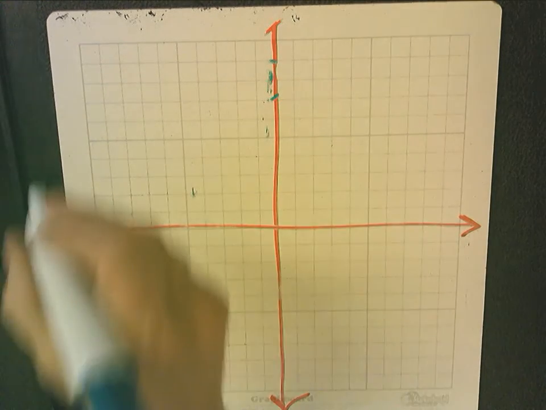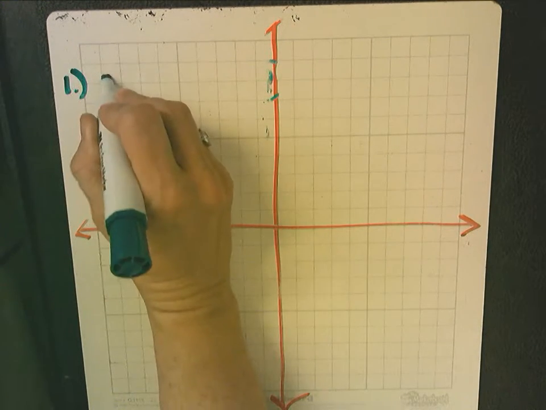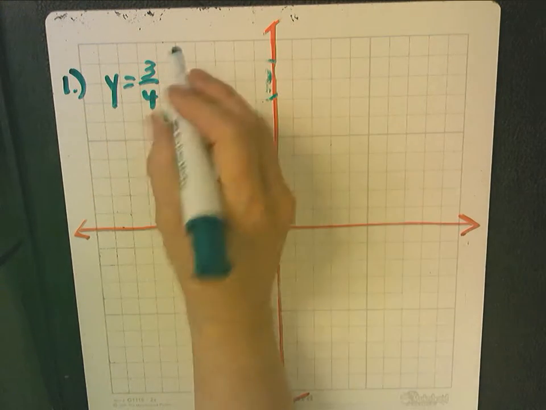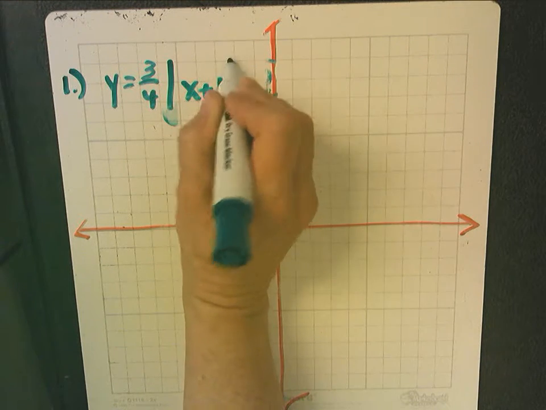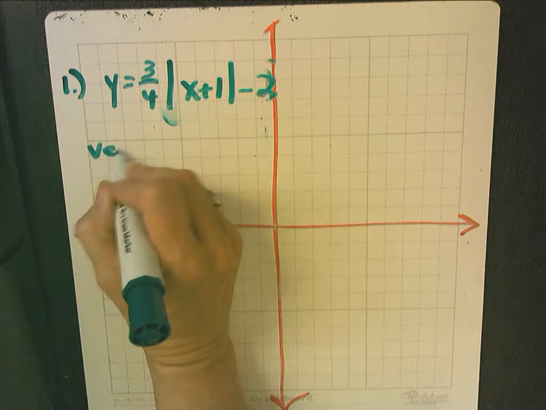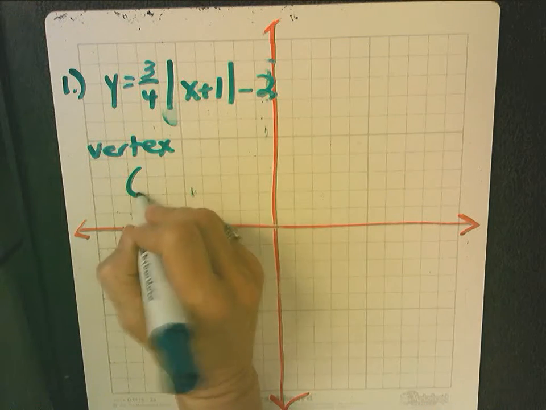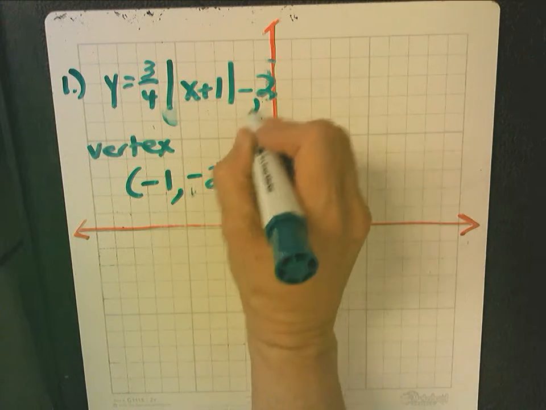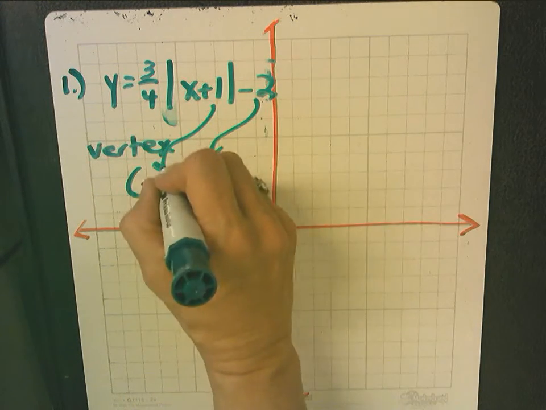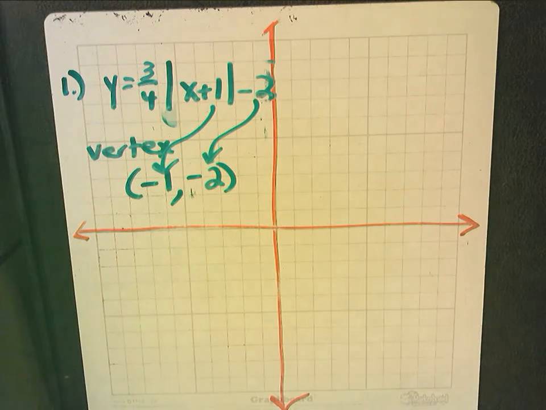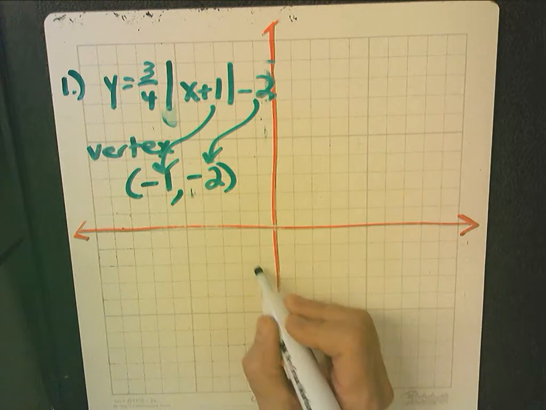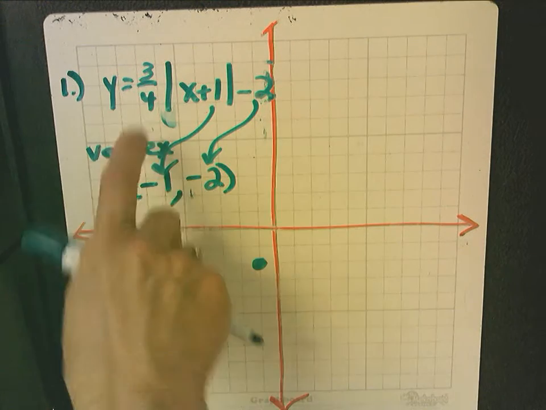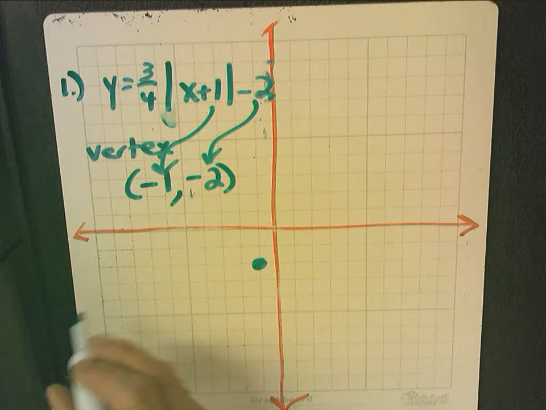Okay, so down at the bottom you have number 1, y equals 3/4, oops, absolute value of x plus 1, minus 2. First I find the vertex. The vertex is the opposite of what I see there, so (-1, -2). The negative 2 goes there, the opposite of 1 goes there, and that is my vertex. So I go to (-1, -2). This is my vertex. Now the V is going to face upward because a is positive.